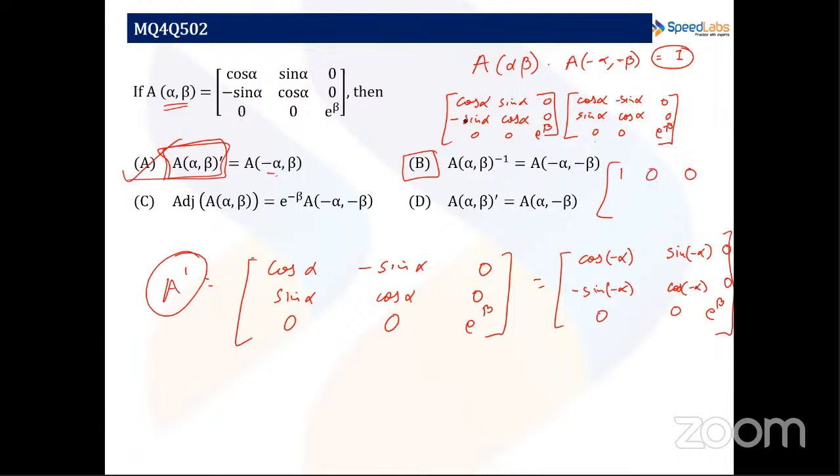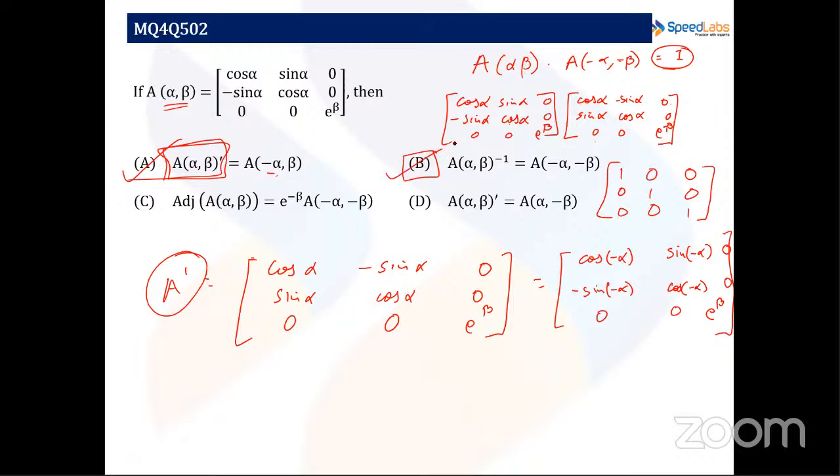This will be 0. Then second row, first column, so minus plus plus plus, so that will be 0. This minus into minus plus sin square alpha plus cos square alpha is 1. This will be 0. Again 0, 0, 0. This will be 0, and 0, 0, e to the power beta and e to the power minus beta will be e to the power 0, that is 1.